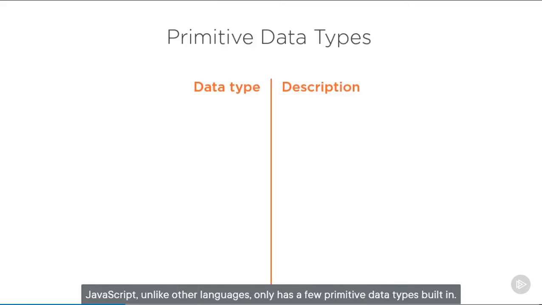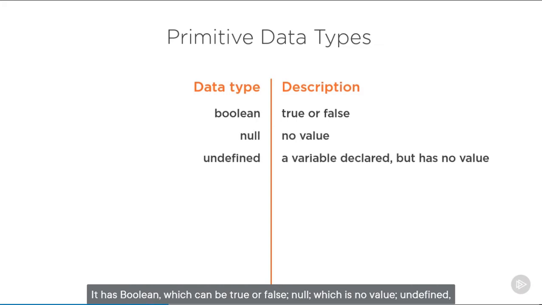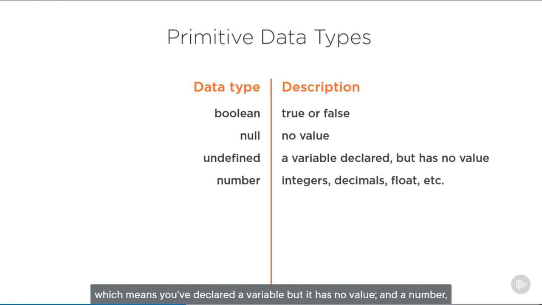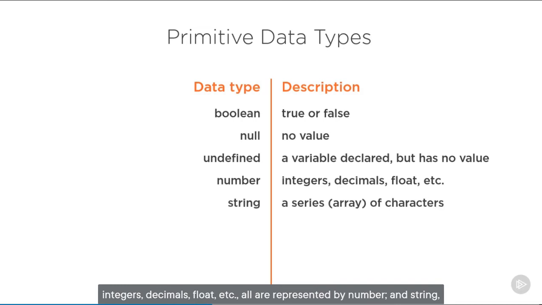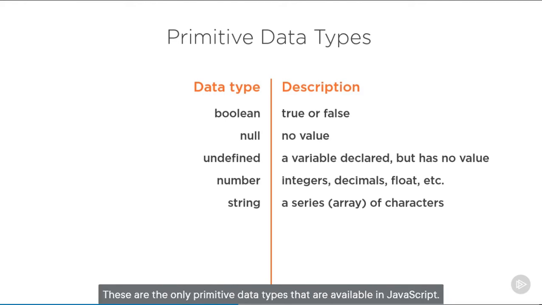JavaScript, unlike other languages, only has a few primitive data types built in. It has Boolean, which can be true or false; null, which is no value; undefined, which means you've declared a variable but it has no value; and number, where integers, decimals, floats, etc. are all represented by number; and string. String is a series, an array, of characters. These are the only primitive data types that are available in JavaScript.